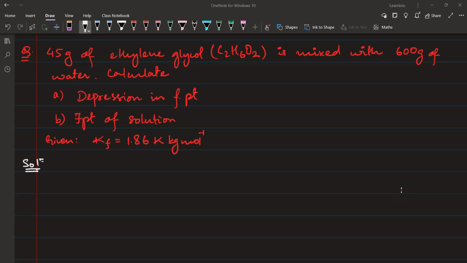So I will give you 2 more minutes. I think 2 more minutes will be more than enough. And please send me whatever you have done on WhatsApp. At least you should write the formula for depression in freezing point. I'm expecting at least that much. And the big formula, not this small one KB into m, not that one. I need the complete formula, at least that. The next thing is that you plug in the values, whatever is given. Okay.